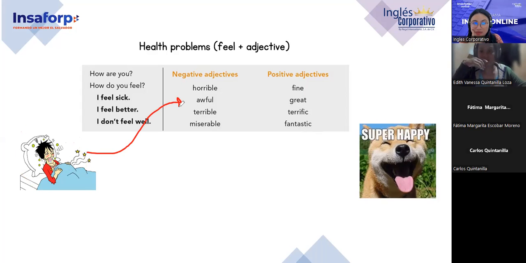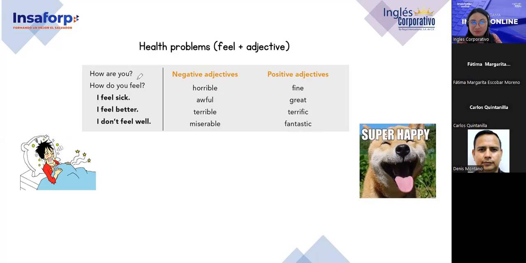Miserable. Probably miserable. ¿Qué será que le pasa? What's the matter? Del estómago. Okay. He has a stomach ache. Diarrhea. ¿Ven la diferencia? Primero les consulté cómo se siente, ni siquiera sabemos qué le pasa. How does he feel? Y luego la otra pregunta, what's the matter? What's the problem? Dos preguntas diferentes.